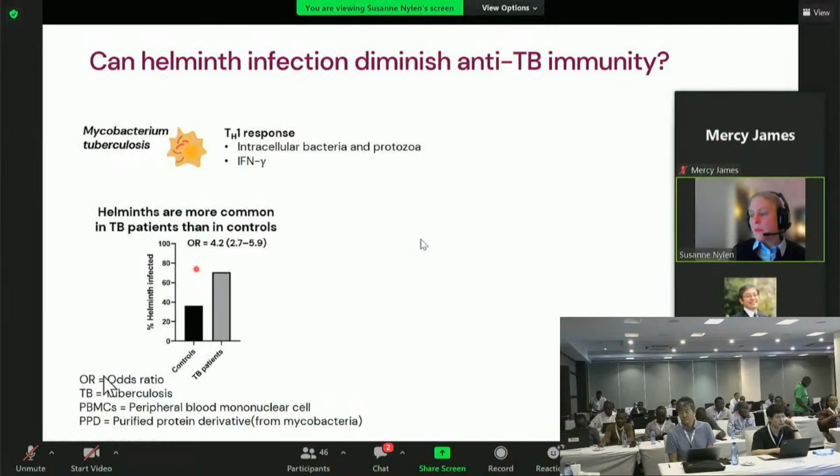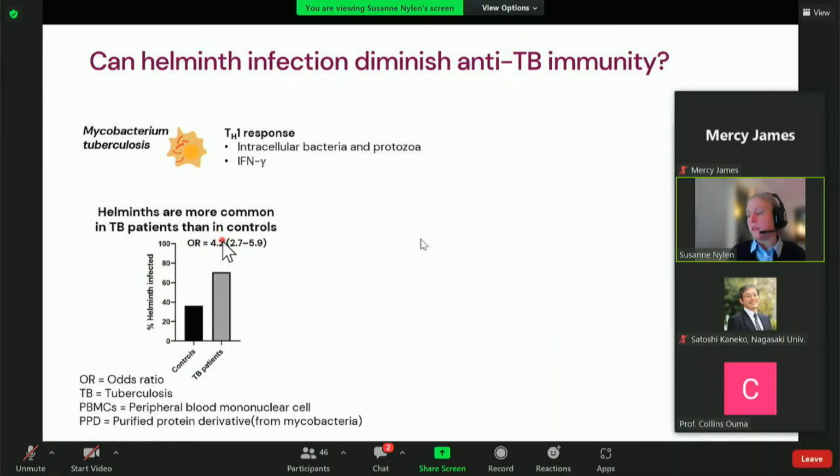This was a study done quite a long time back, but I still think it's quite relevant. So this was comparing, just looking at stool samples from people with tuberculosis and those without. And what they found was that TB patients have a higher percentage of them carrying worms. They also carry small worms, with an odds ratio of about 4.2, which is relatively high, I think.